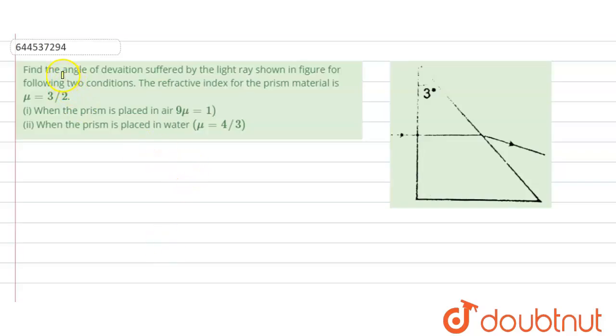Hello everyone, let us start with our question. In this question, we need to find what is the angle of deviation suffered by the light ray shown in the figure for the following two conditions, and the refractive index of the prism material is given to be 3/2. Now in the first case, the prism is placed in air.